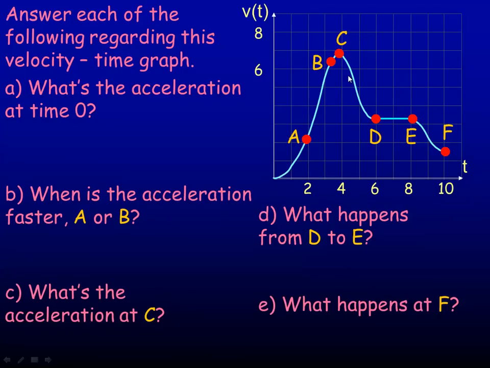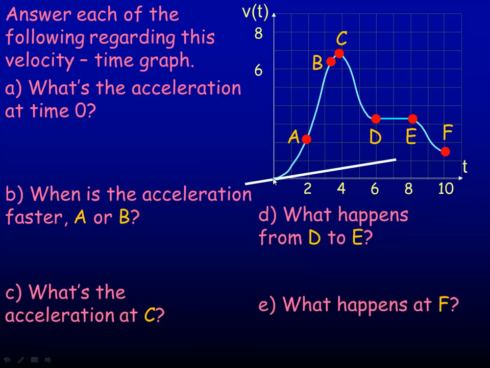Flipping over to the next page, on this page we have a velocity time graph. So this is a graph of the velocity. And if we want to find acceleration, acceleration is the rate that velocity changes. So slopes of tangents here will give the acceleration. So at A we're asked, what's the acceleration at time 0? So at this point we would draw a tangent line.